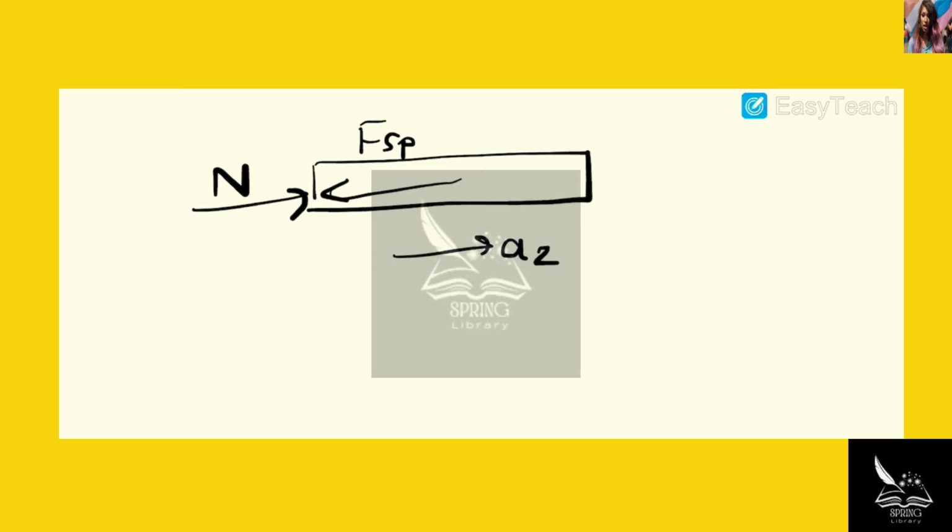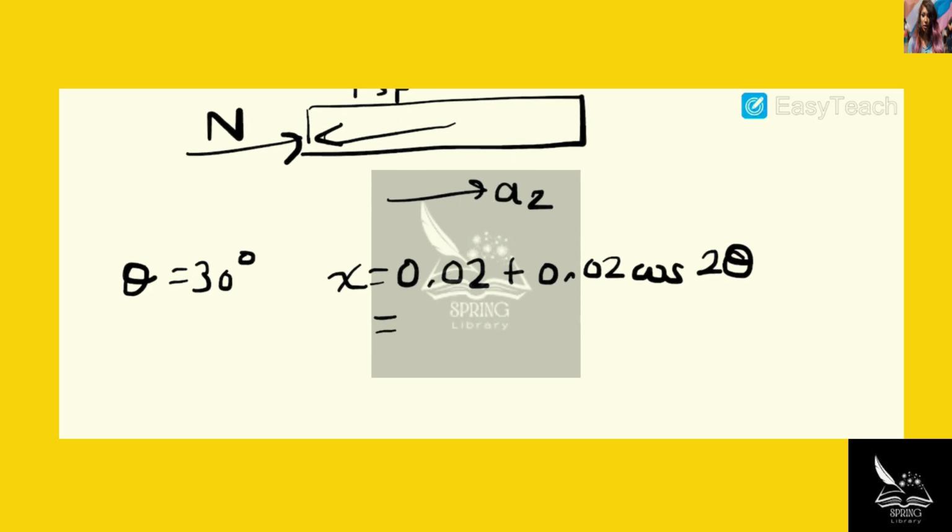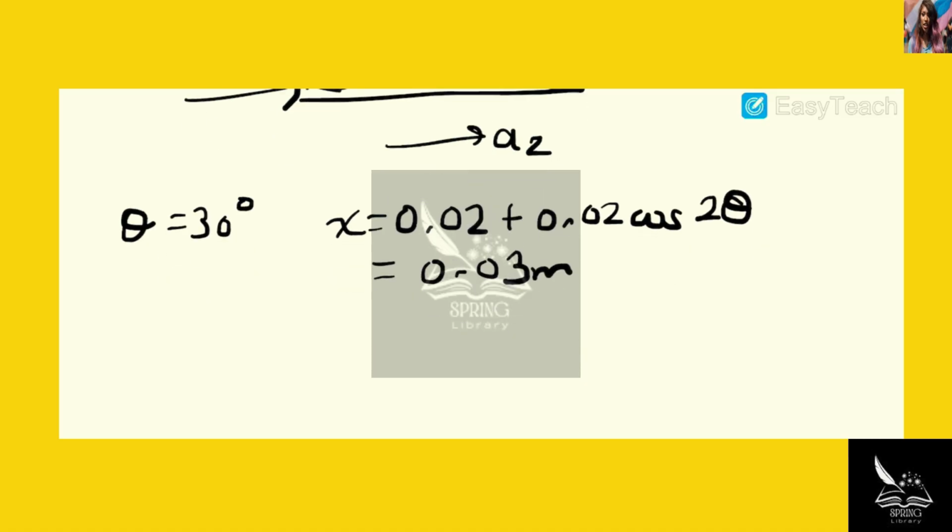When we know that theta is equal to 30 degrees, we know the spring will compress a distance equal to x equals 0.02 plus 0.02 cosine of 2 theta. And this gives us a compression distance of 0.03 meters. Therefore, our spring force, F_SP, is just going to be equal to k times x, which is equal to 30 newtons.